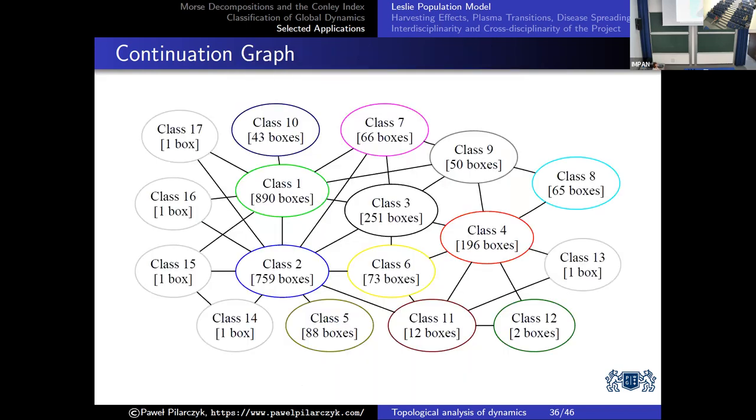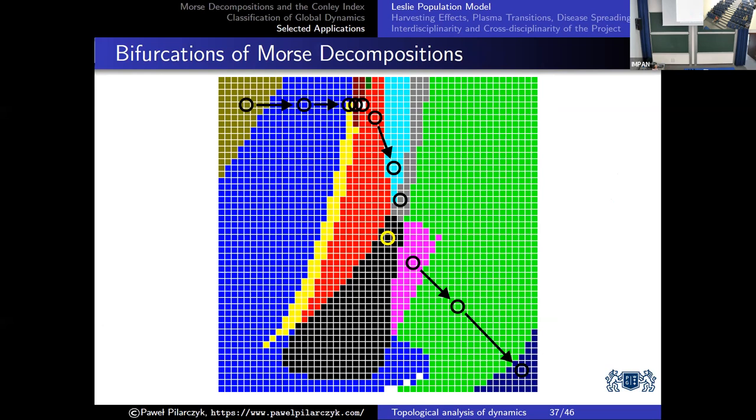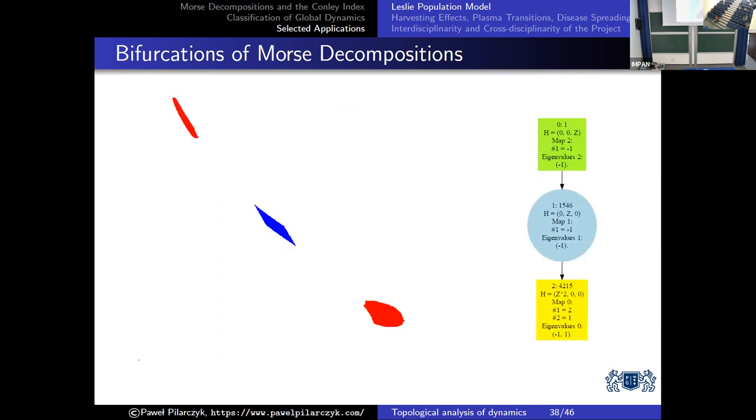So let me show what we can get from this kind of diagram. For example, we can look at these classes of parameters and see how they are connected. I don't know how informative this kind of diagram is, but anyway, you can get all the adjacent classes, connections, and possible bifurcations are just paths in this diagram. If you look at different parameter boxes, for example, if you follow this way, you can see some bifurcations.